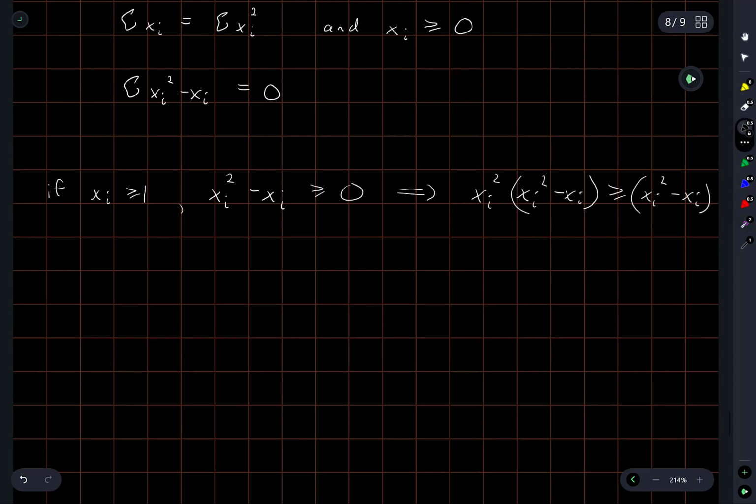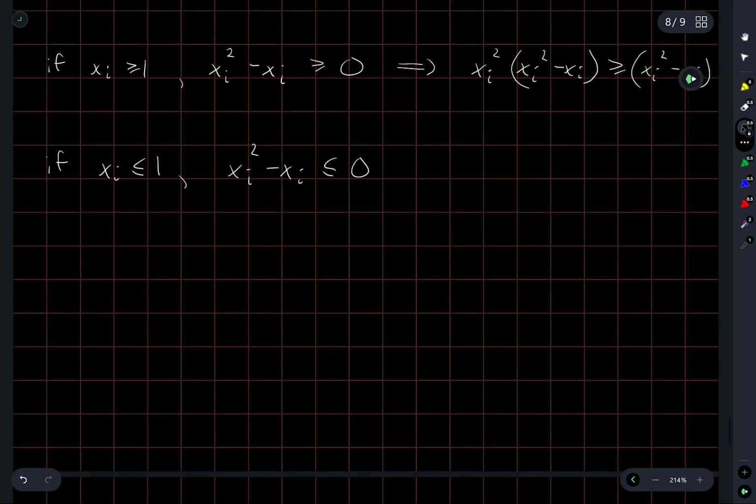Now let's think about what happens if xi is less than or equal to 1. This means that xi squared minus xi is less than or equal to 0. So for a similar argument, when I have a number less than 1, when I square it, it gets smaller. And so I have a number and I'm subtracting something which is bigger, I get something which is negative. But what does this mean about when I multiply it by xi squared?